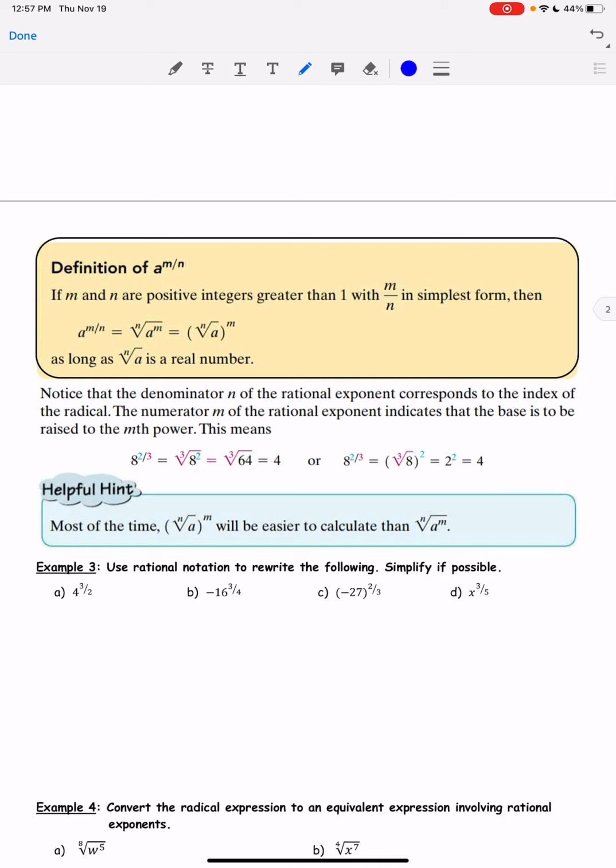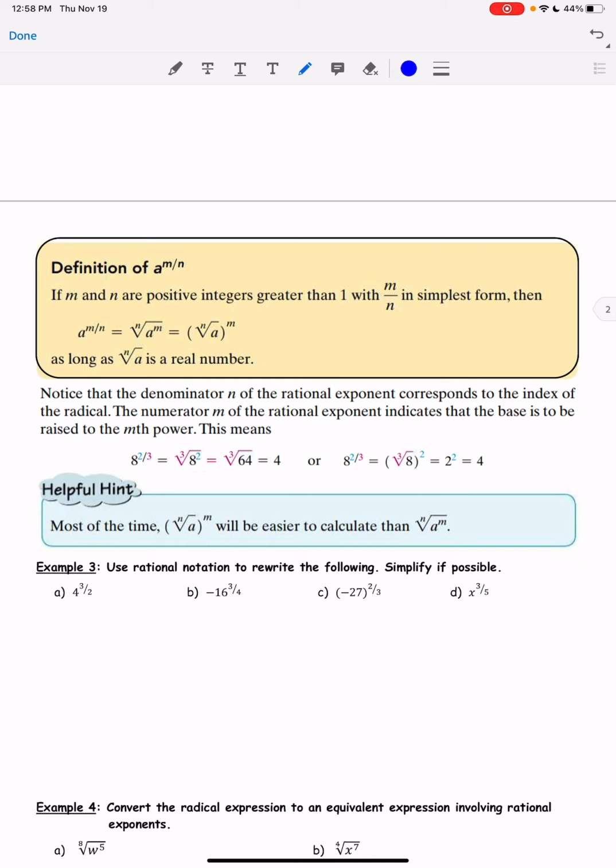Okay, so for example, right here, if you go in this first one here, that 2 stays with the 8, and the 3 comes around. So this becomes the cubic root of 8 squared. So what they do first is 8 squared is 64, and then the cubic root of 64 is 4.